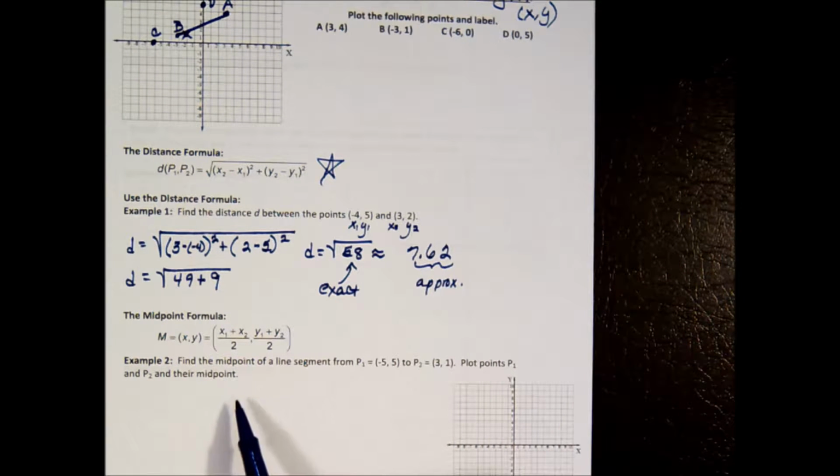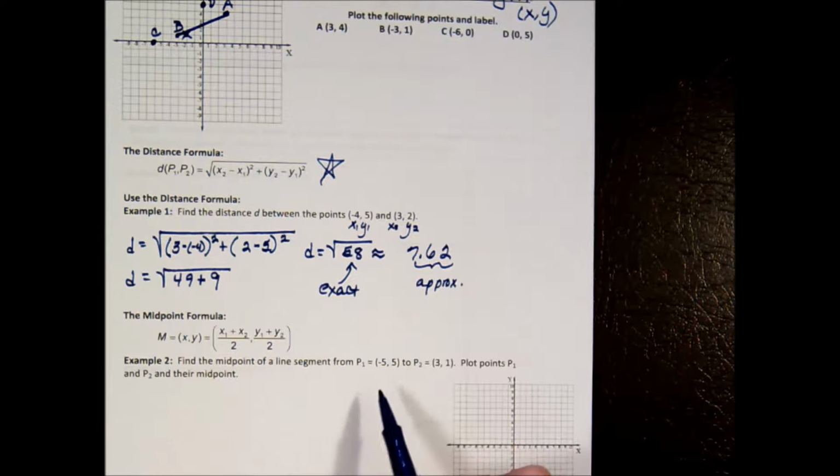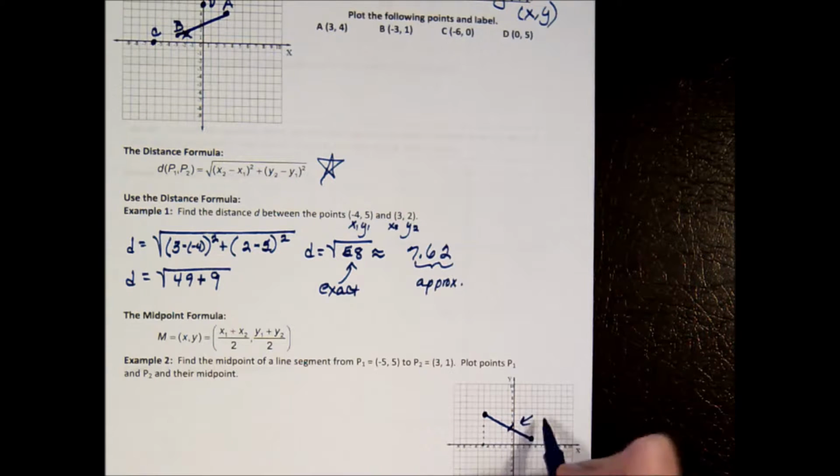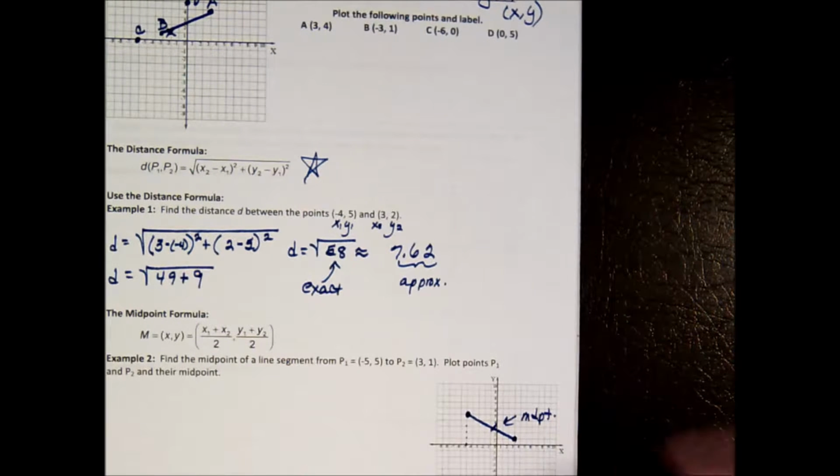Same thing with the midpoint. If I want to find the midpoint between 2 points joined by a line segment, for example, the point (-5, 5) and the point (3, 1). If I want to know not the distance between them, but what is the point that's right in the middle, that is called the midpoint. And all it is is an average. The midpoint is an average of the x's and an average of the y's.